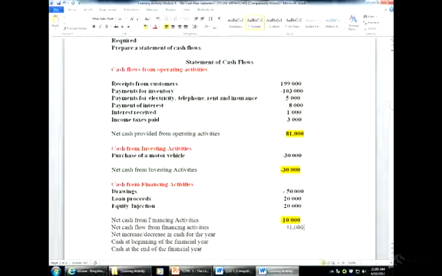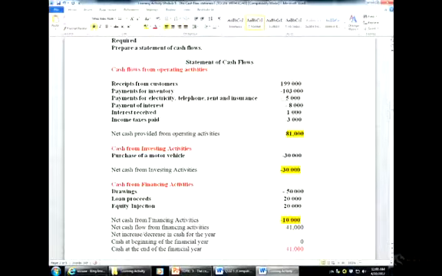41,000. Now this 41,000 should be exactly the difference between your opening and closing cash. Now opening cash balance in this question is not given, so it's a 0, and therefore our closing cash balance, which is given as 41,000, our answer is correct. If you look at the question, it says closing cash balance is $41,000.